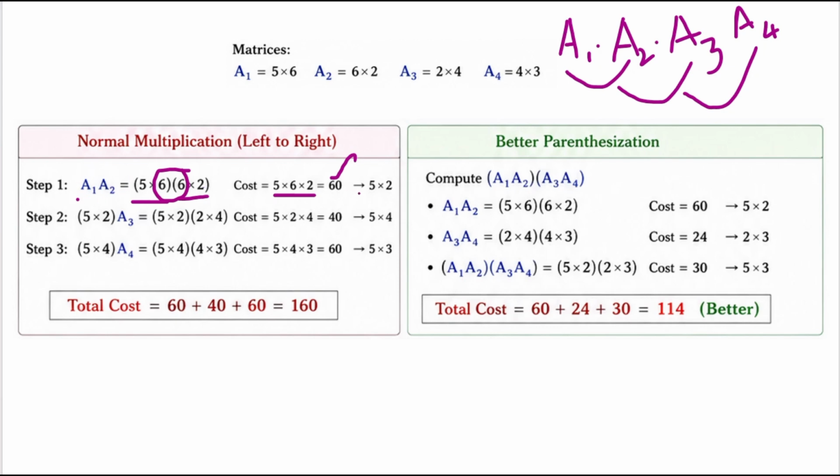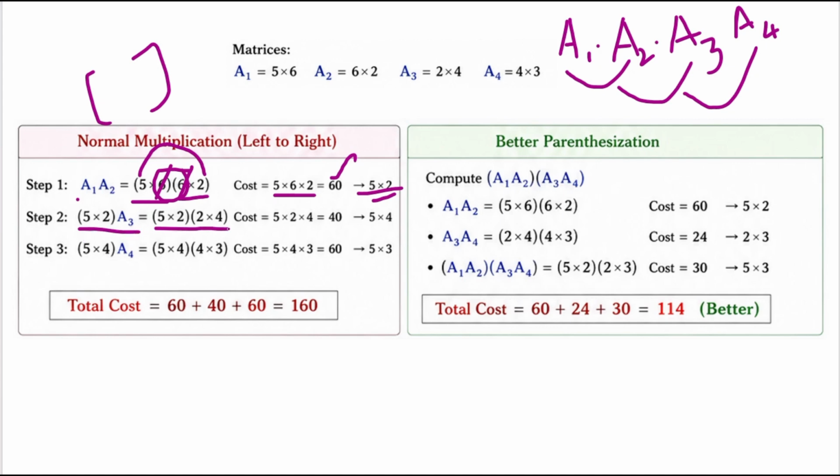So what is this? This is the resultant matrix. After we multiply A1 and A2, the resultant matrix has the dimension 5 into 2, right? So here we cancel these two values. The resultant matrix has the dimension 5 into 2. Clear? This is the dimension of the resultant matrix. Then this matrix is multiplied with the third matrix, right?